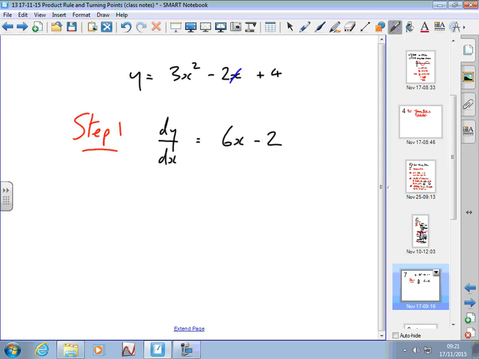Or think of it as the x disappearing if it's on its own. And then finally, as we mentioned earlier, constants disappear when differentiated. So 6x minus 2 is the differential. So that's step 1. Now carry on with steps 2, 3 and 4.